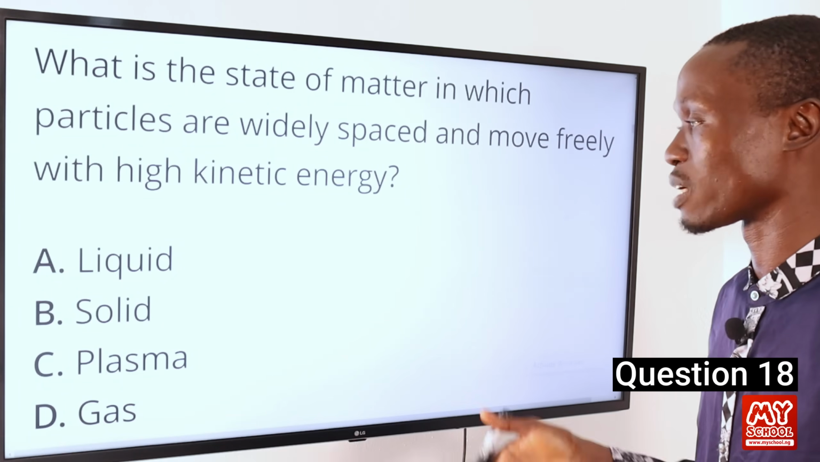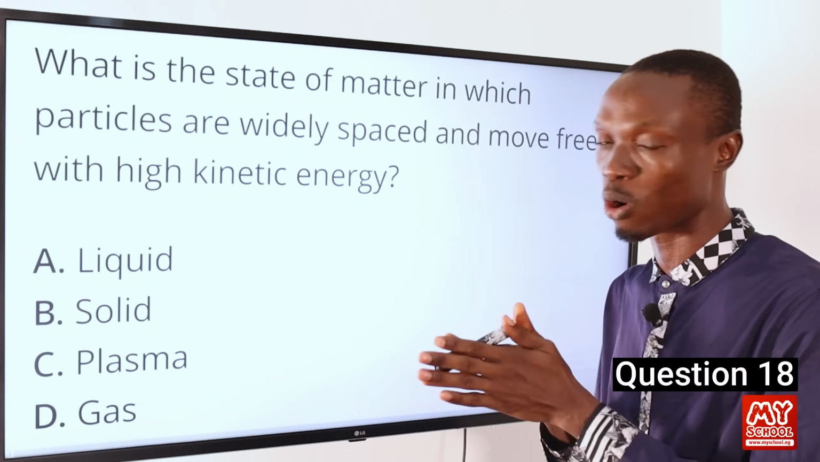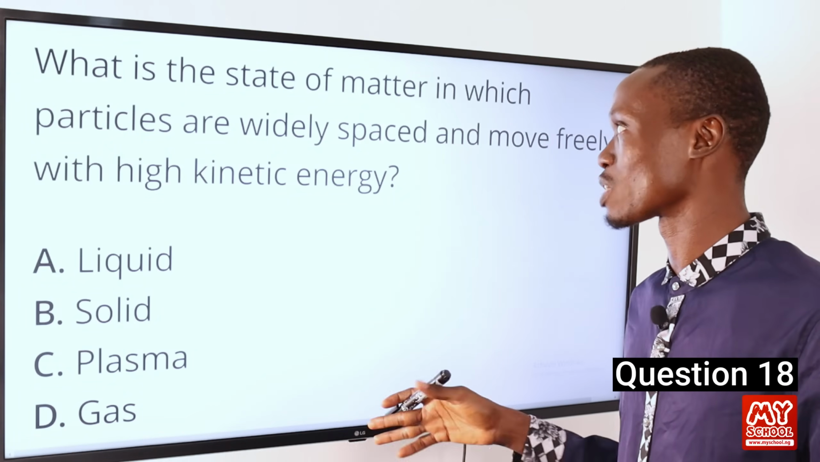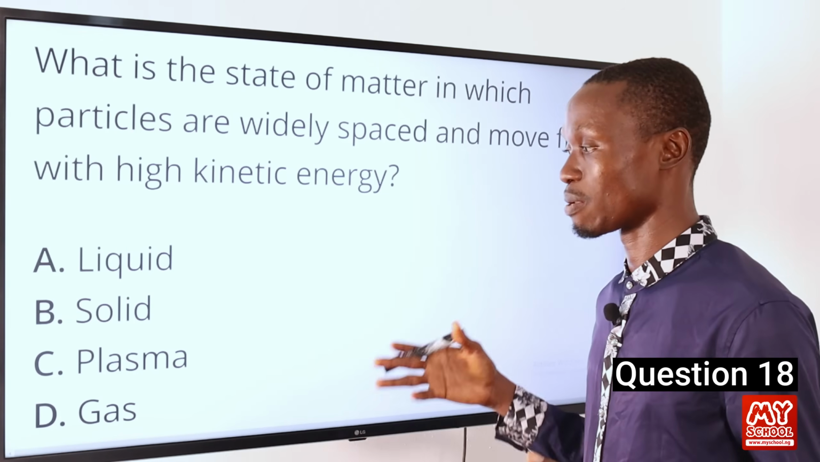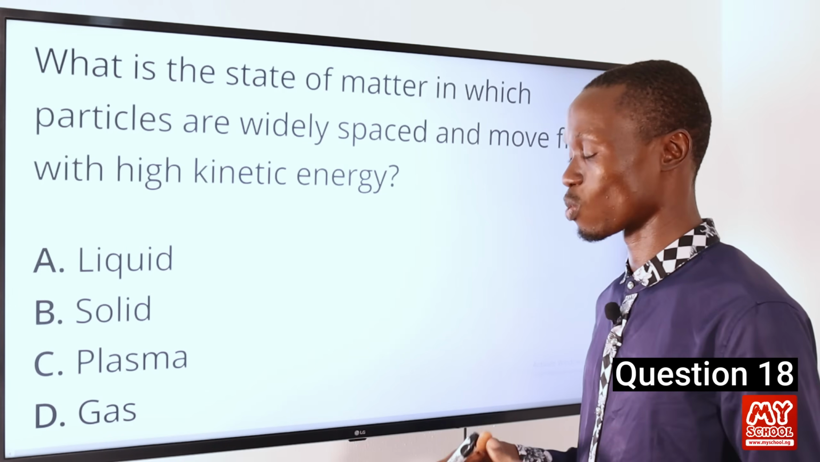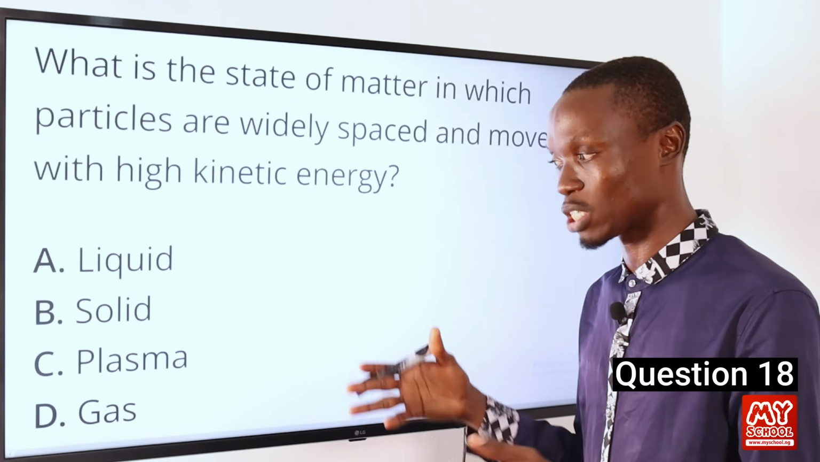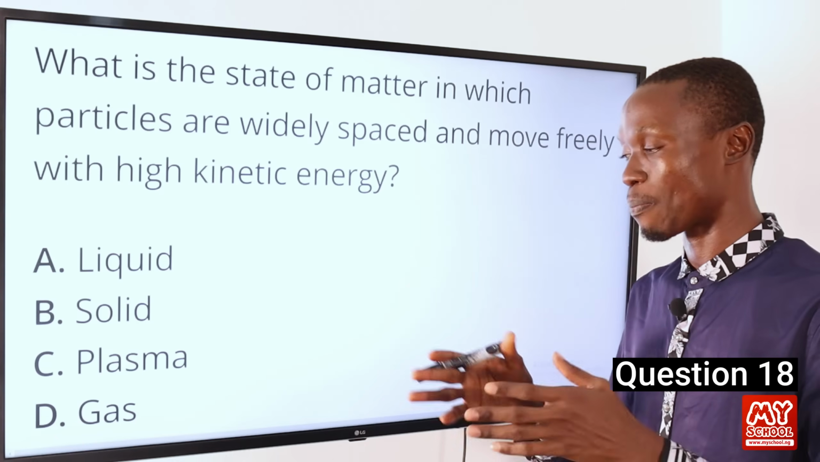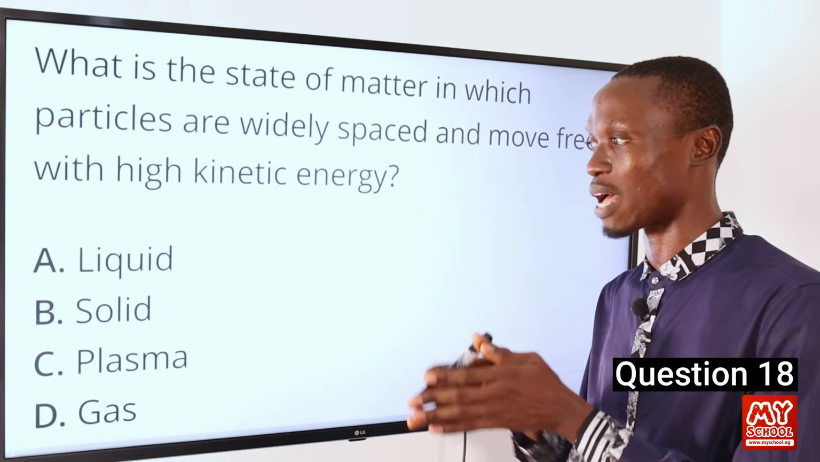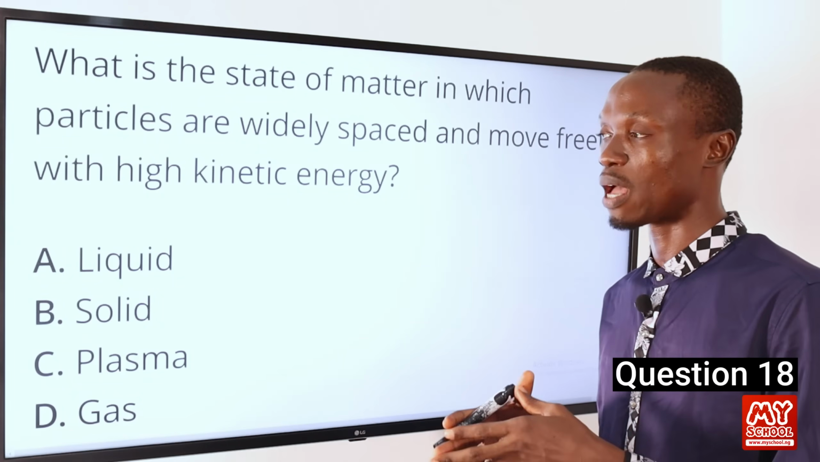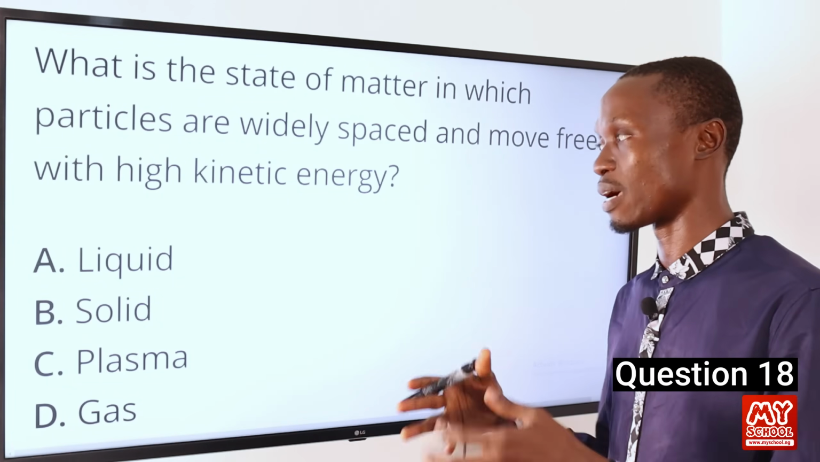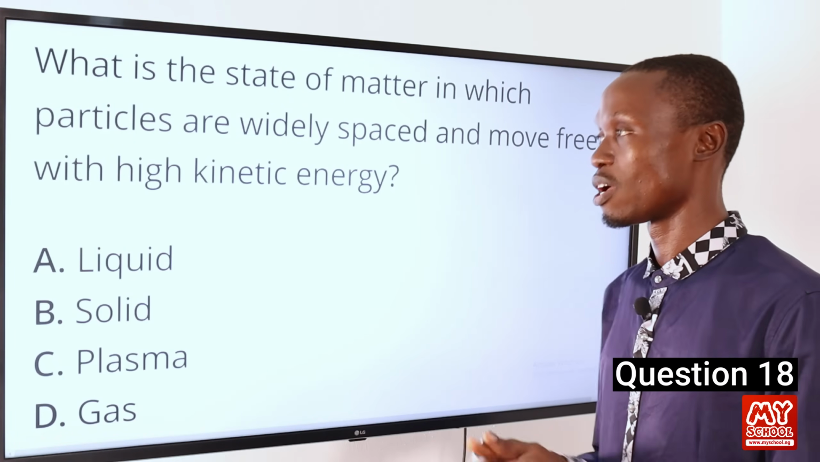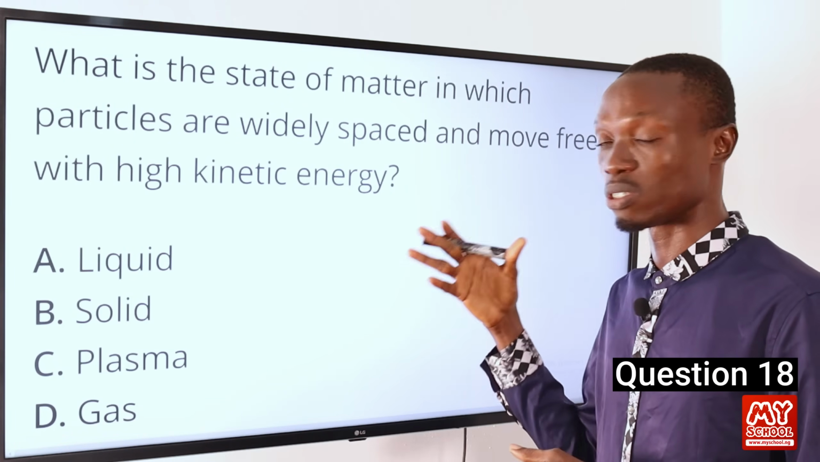So B, we know that the particles of solid are held by strong electrostatic forces, so that they are not free to move about. The particles are not widely spaced. Then option C, plasma. Plasma is referred to as a soup of positive and negative charges. So option D is gases. Of course, the forces of attraction holding the particles of gases together are not as strong as those of solid. Hence, they are free to move about with high kinetic energy, and the particles are widely spaced. So the answer to this question is option D.